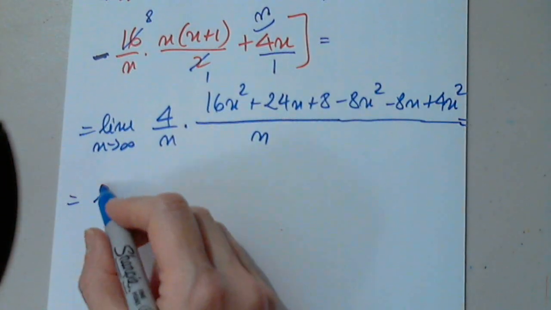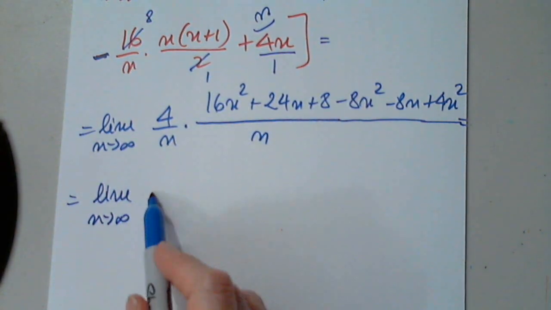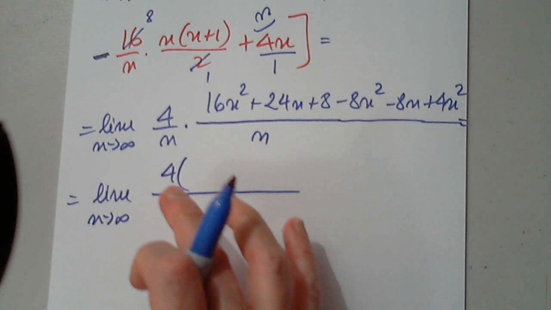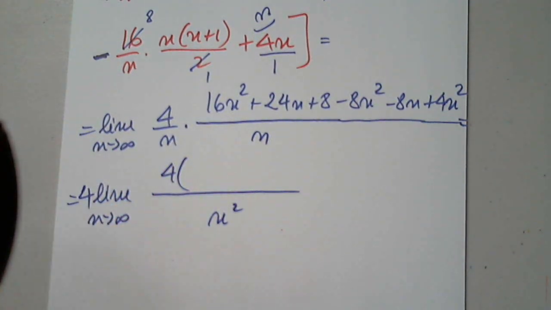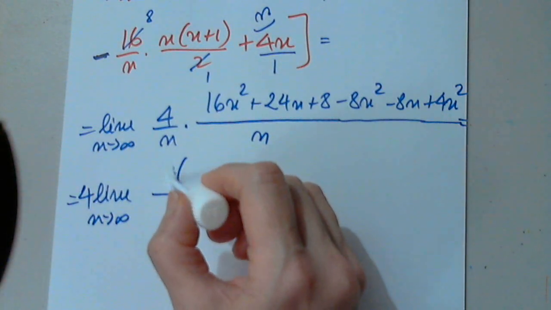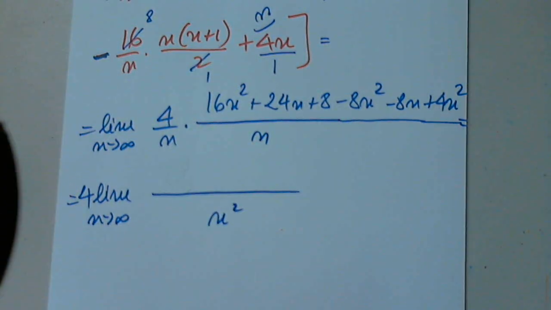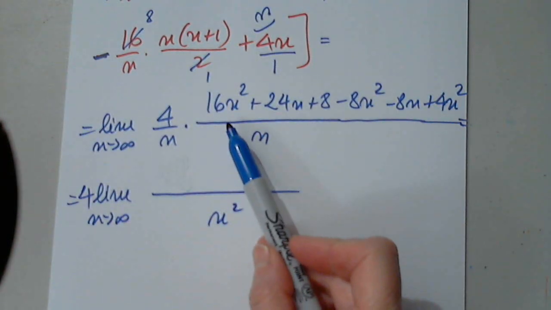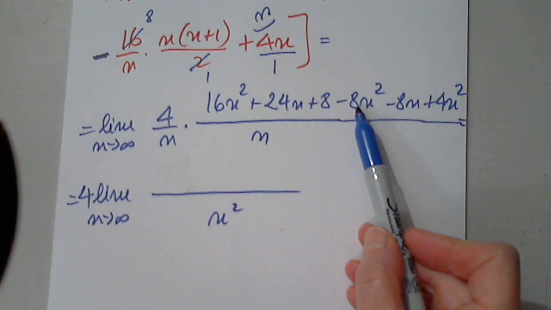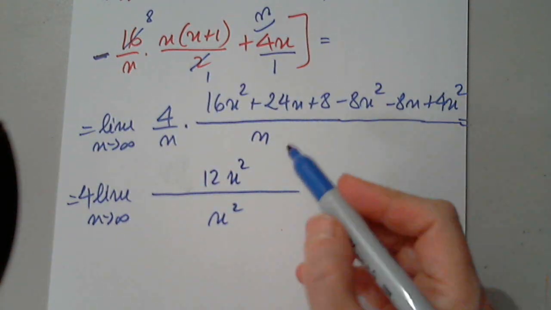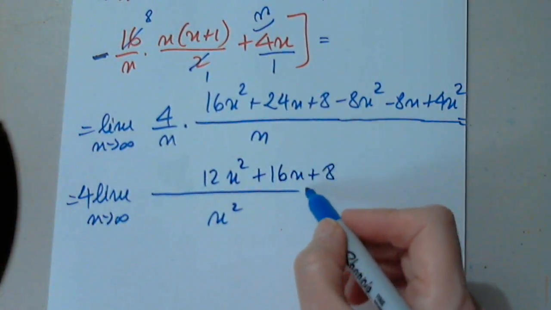Finally, almost, n approaches infinity. The denominator is n squared. 4 can stay and wait patiently, or we can put it in front. Why not? This is true for integration, is true for differentiation, is true for limits. You can wait outside patiently. Good. So 16 plus 4 is 20. 20 minus 8 is 12. 24 minus 8 plus 16 and plus 8.